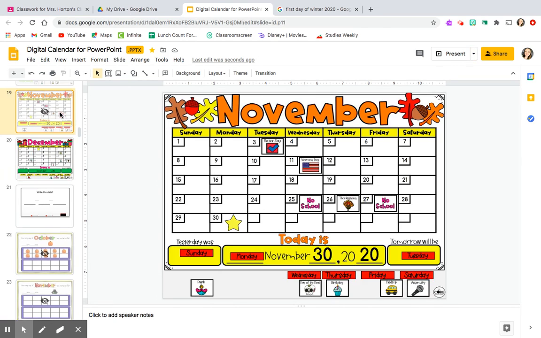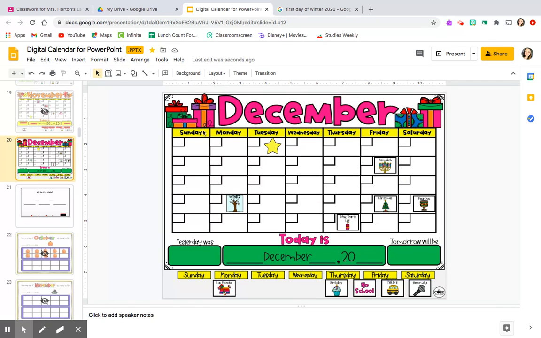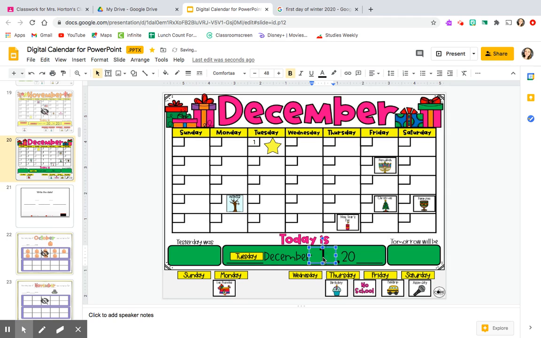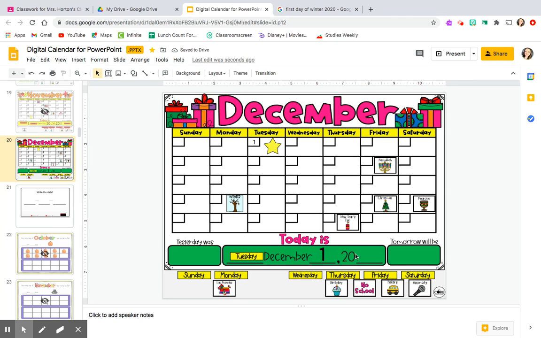So, yesterday was November the 30th, and it was our last day of November. So now we're in the month of December. Our star is where our first day of December is. So, let's put the number 1 here. This is where our first day is. So, let's look at the day of the week. It is Tuesday, and the month is December. And the date is the 1st. It is the first day of December.